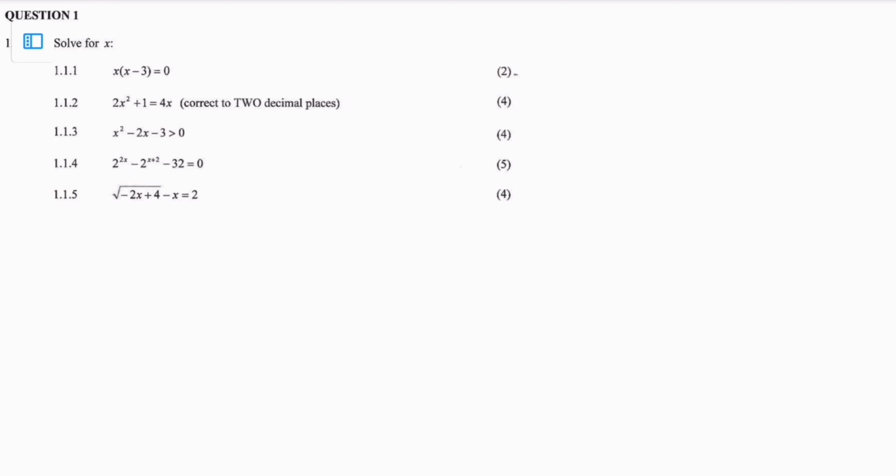Then for the next question, 1.1.2, what you're going to do is say 2x squared, bring the 4x to the left, add 1, and say equal to 0. Because they want the answer correct to 2 decimal places, you already know you're going to be using the quadratic formula. So here, a is 2, b is -4, and c is equal to 1. And I assume that you're familiar with how to do this.